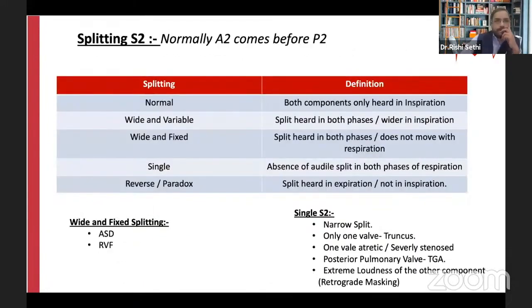So coming to the splitting. Normally speaking, when you inspire, both A2 and P2 will tend to dissociate away from each other. So normal splitting, generally we speak, is when both the components, A2 and P2, in the pulmonary area are heard during inspiration, but on expiration, a normal ear is not able to identify it. So if you hear splitting only during inspiration, it generally can be classified as a normal splitting. Of course, there are nuances here, but generally, a normal splitting is heard clearly during inspiration.